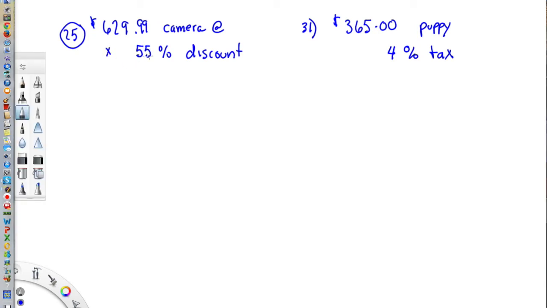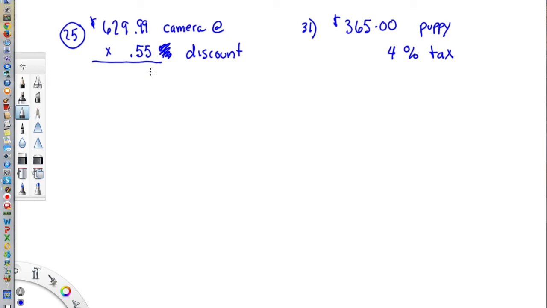Another important thing to realize too, is that 55% means out of 100. So 55 out of 100 is the same thing as 55 hundredths. Okay, so I'm going to just get rid of that percent sign there, and now it's an equivalent, but it's a decimal. And now I multiply away.